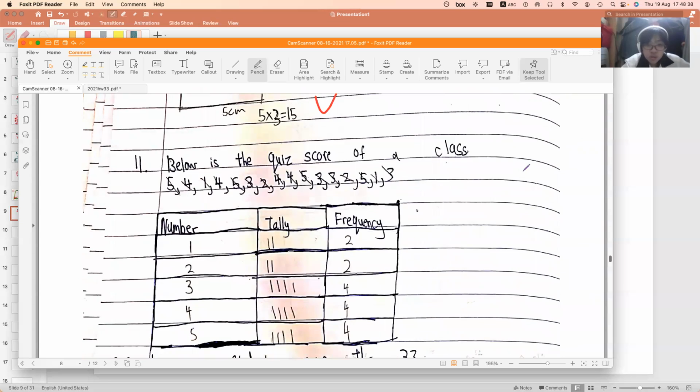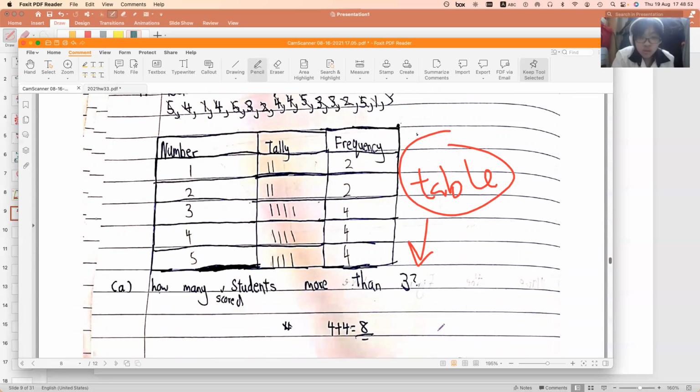Okay, below is the quiz score of a class. Okay, this is the table, right? Do you need this table to answer the following questions? No. Yes, they are not related. Table is just a table. So when you answer the question, you don't look at the table, right?